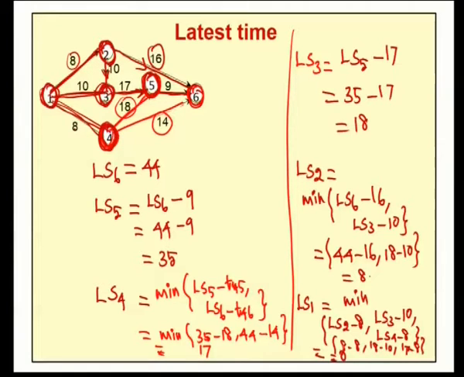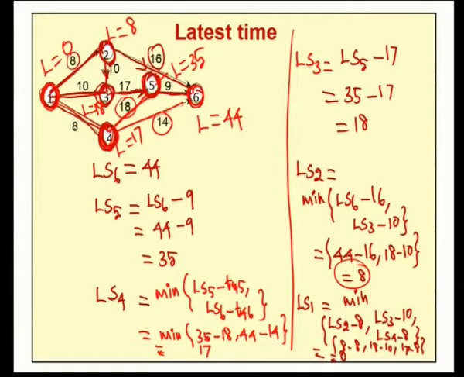Now, for each and every node, we calculated the latest starting time. For node 6, the L value is 44. For node 5, the L value is 35, which is our LS5. For node 4, our latest time is 17, and for node 3, our LS3 is 18. For node 2, our LS2 value is 8, and the latest time for our starting node is 0.